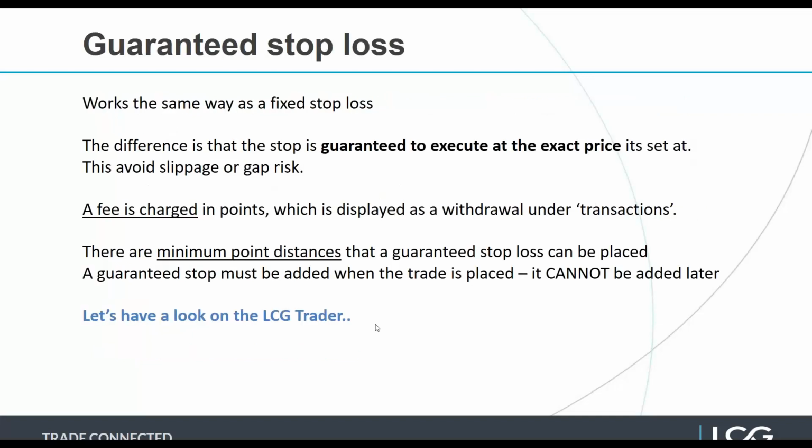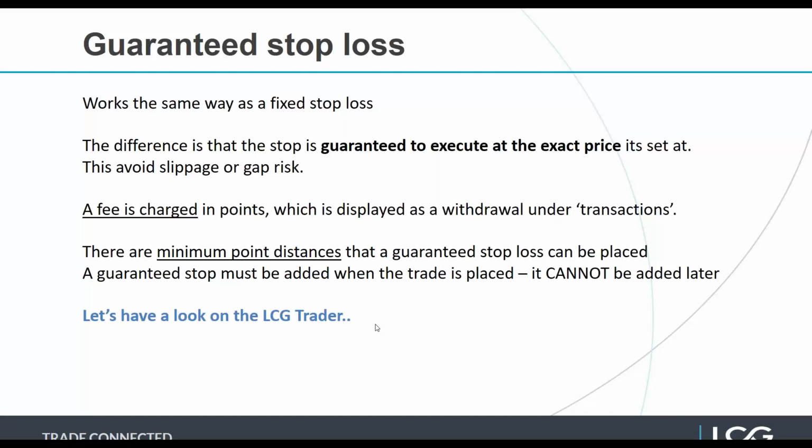Guaranteed stop loss works the same way as a fixed stop loss. So it's doing exactly the same thing. It's a certain number of points or a certain price level below if you're buying, above if you're selling. The big difference here is that it's guaranteed to execute at the exact price that you set it. So as I mentioned before, a normal stop loss will execute at the next available market price. So sometimes there just won't be a market being made at the price you've specified. So there can just be slippage.